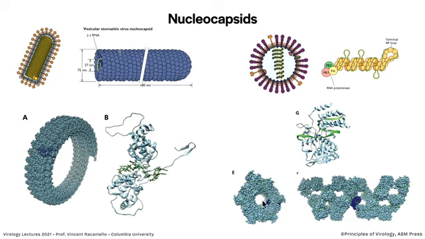Here we're looking at the end, and here we're looking at a side view. And that blue, again, the dark blue is a single protein, a nucleoprotein. So you can see how they're repeated in a coiled fashion to make up the NP.